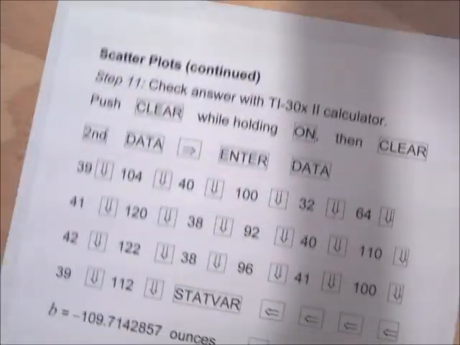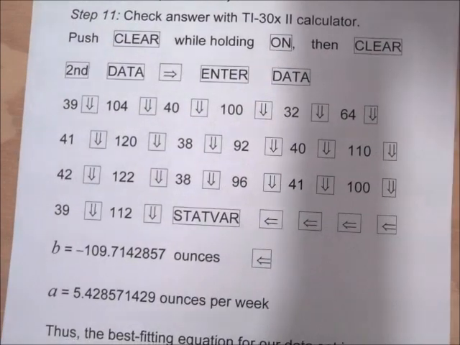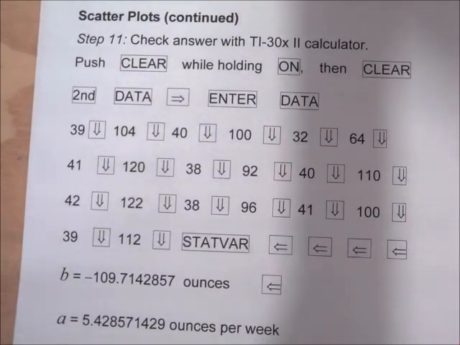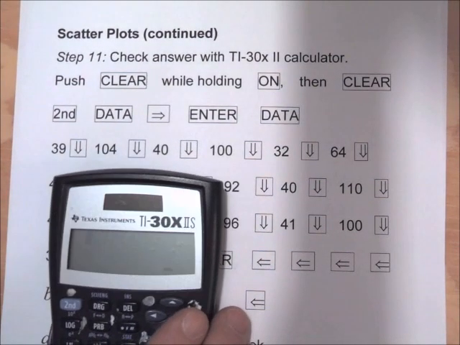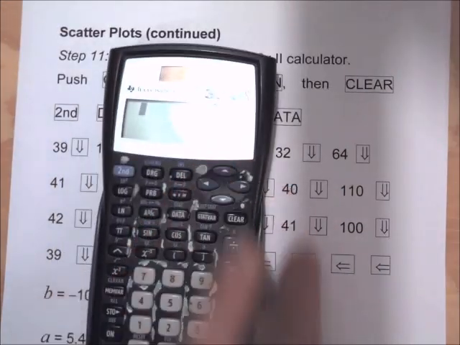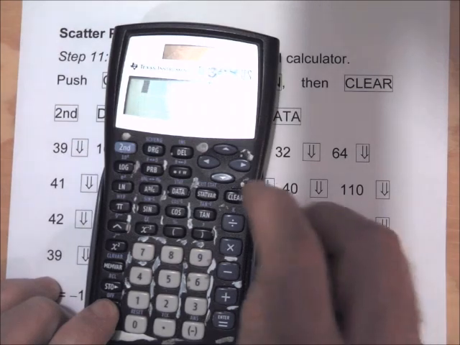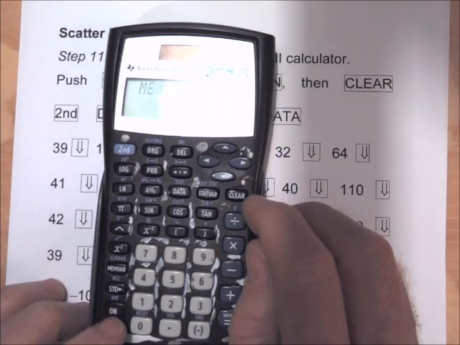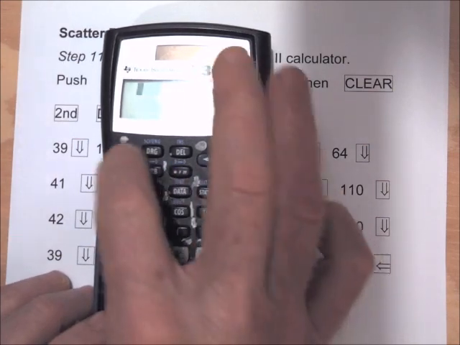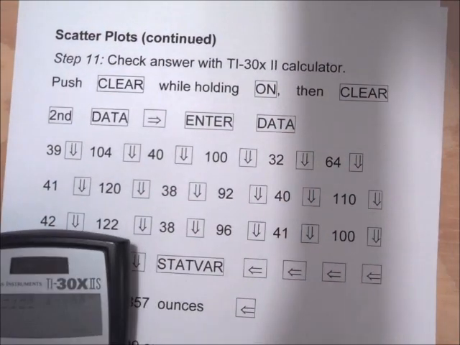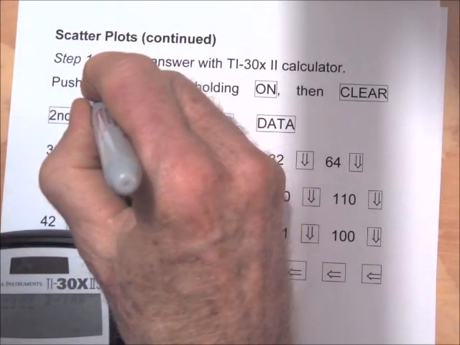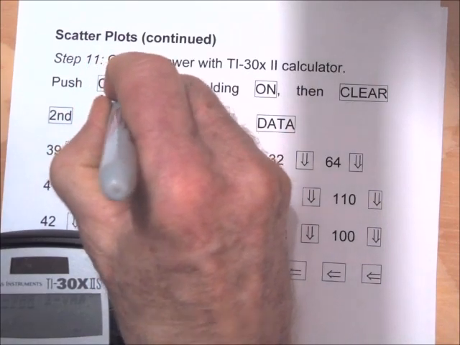Okay, so we can also check the work on the calculator. This will give us a more accurate answer for the best fitting line. You want to hold the on button down and then push clear, and it says mem cleared, and then push clear again. And then you want to push second and then data, and the stat menu comes up.